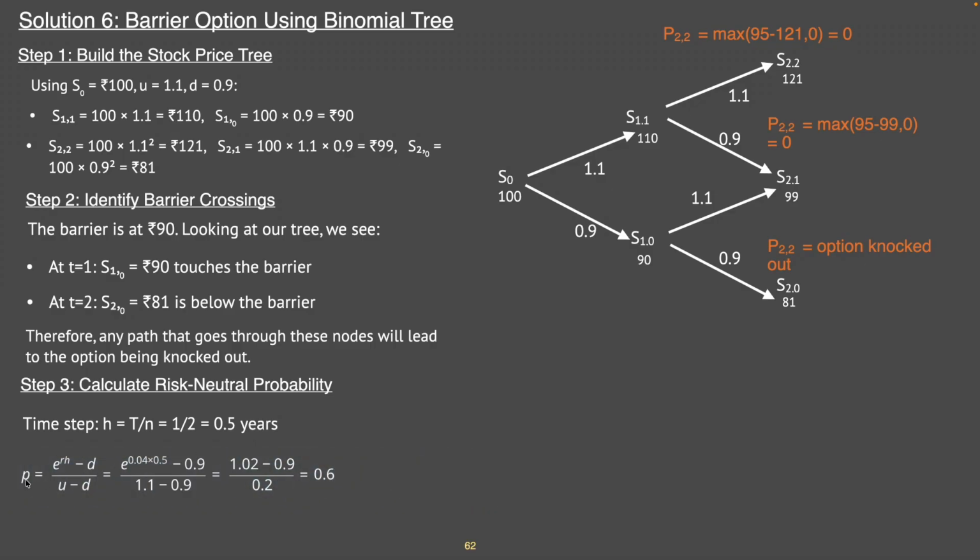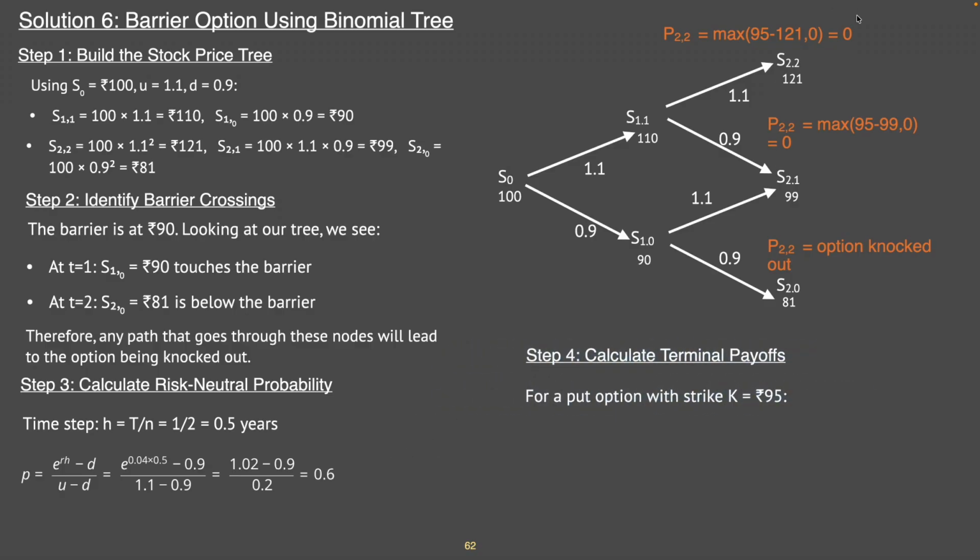And the formula for the risk neutral probability is e to the power of rh minus d, divided by u minus d. So when we substitute this value r = 0.04, that is the risk free interest rate, and h, which we have calculated as 0.5 years here, minus d, 0.9, divided by u minus d, 1.1 minus 0.9, you get the risk neutral probability as 0.6. So p is 0.6 and 1 minus p will obviously be 0.4.